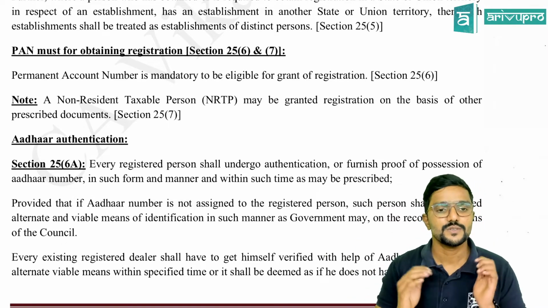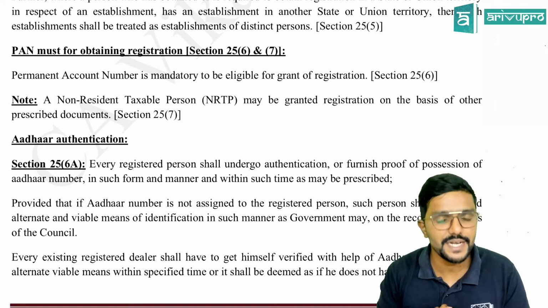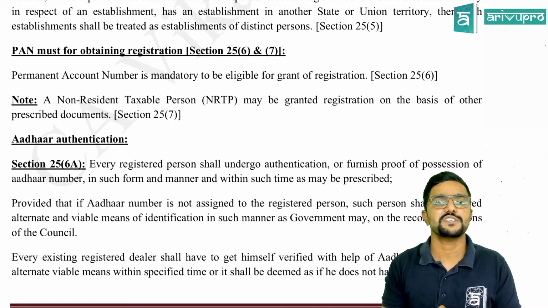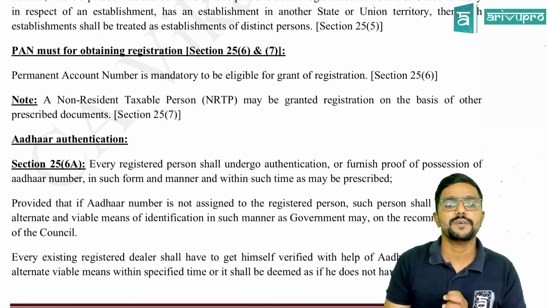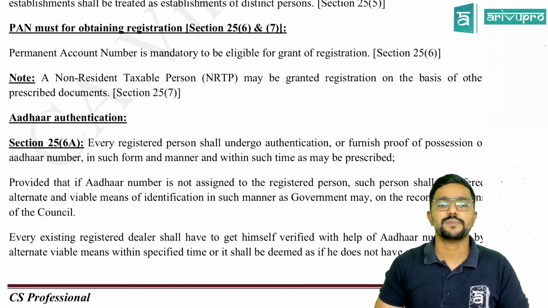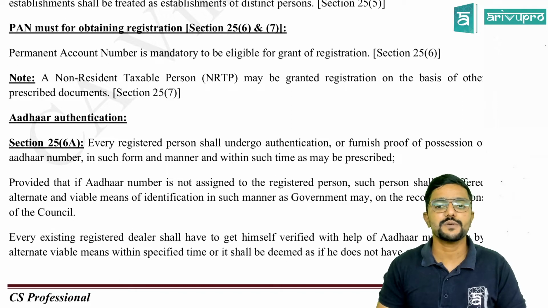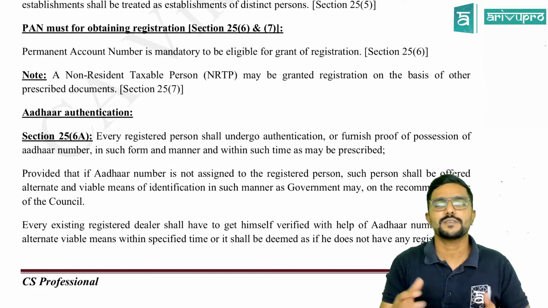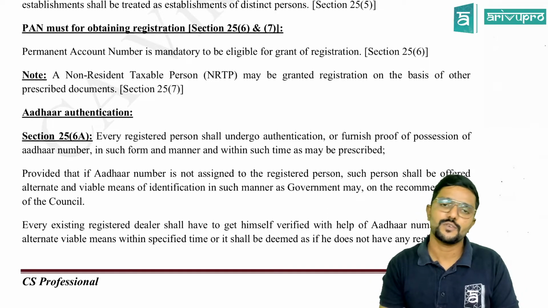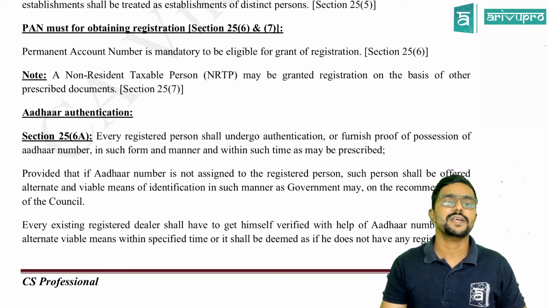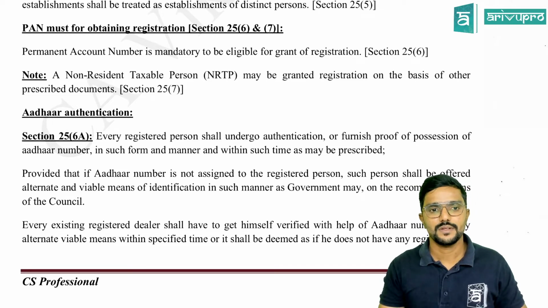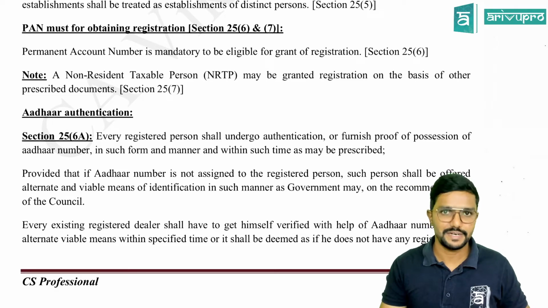So permanent account number is mandatory to be eligible for grant of registration as per Section 25(6). But an exception has been given: a non-resident taxable person may be granted registration on the basis of any other prescribed documents, because a non-resident taxable person might not have a PAN in India. So for him, PAN is not a must. Registration can be granted for him based on any other document. That is what is given in 25(7).